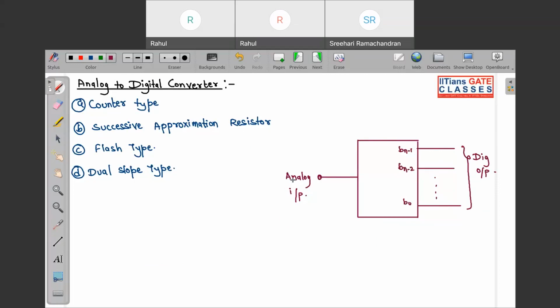So here what we have? We have an analog input. Corresponding to this, we get your digital output. Okay, so this is your analog to digital converter.